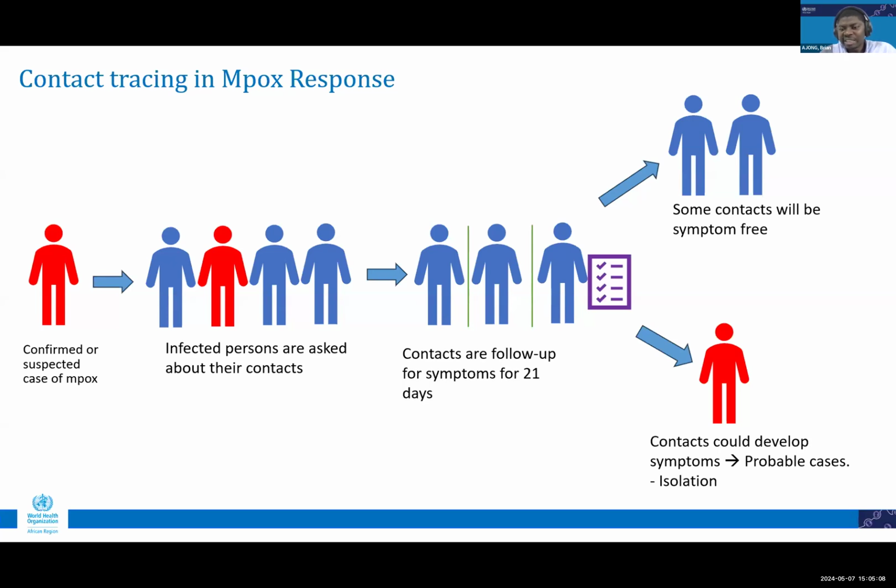Should they remain symptom-free, then after 21 days, they can come off the contact tracing list. But should they develop symptoms within 21 days, then they would be classified as a probable case of mpox, and additional testing should be done to confirm whether those symptoms are actually due to mpox or not.